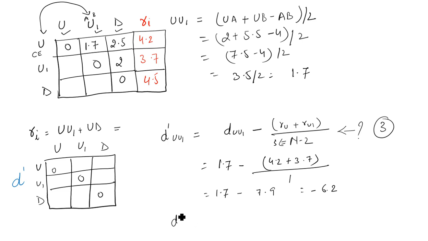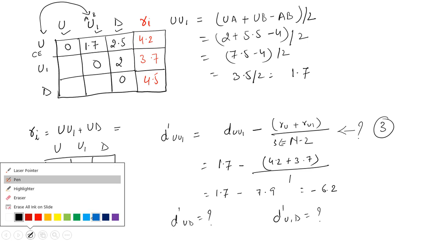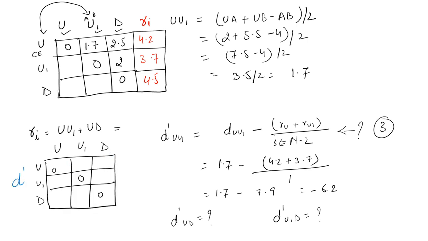So likewise you need to calculate d dash ud and d dash u1d. So just pause the video and do this calculation. I am writing here, but you do it by yourself, and if you have any doubt, just drop your comment. So these values will be minus 6.2, minus 6.2, minus 6.2. So all these three values are the same.